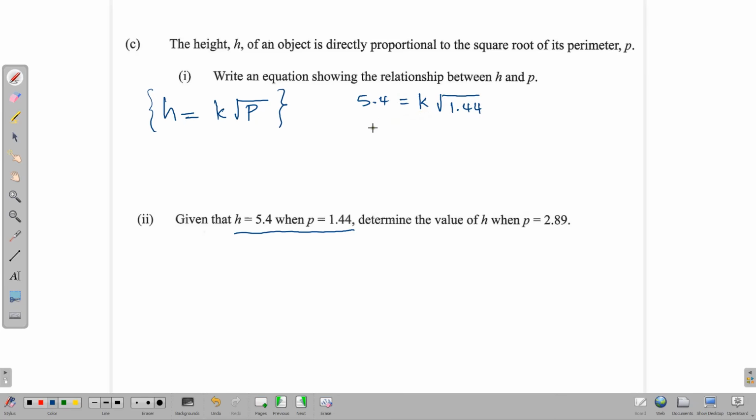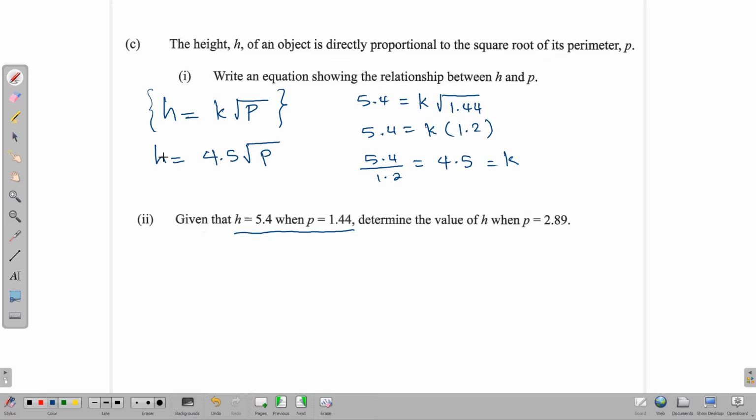And so 5.4 is equal to k times the square root of 1.44, which is 1.2. And now we can find k by saying 5.4 divided by 1.2. And that gives us 4.5. So we can write a more specific form of this equation. And that more specific form, substituting the value of k: h is equal to 4.5 multiplied by the root of p.